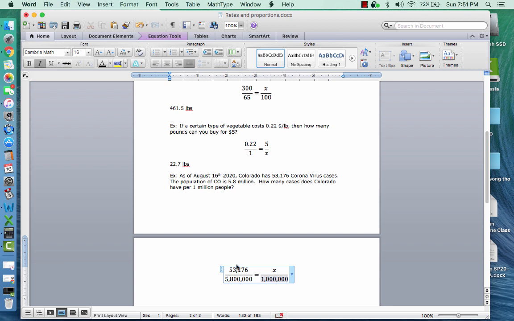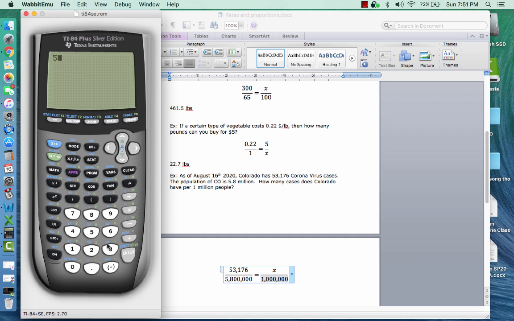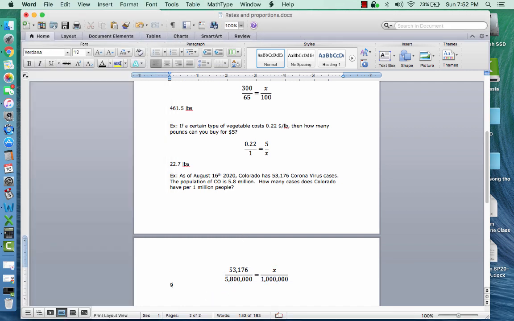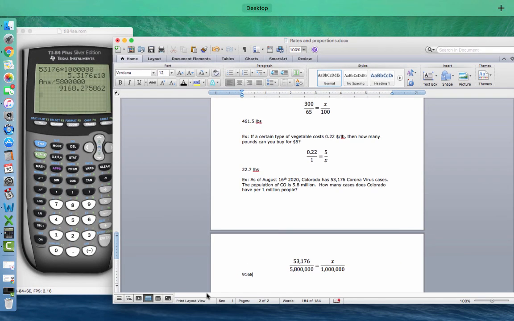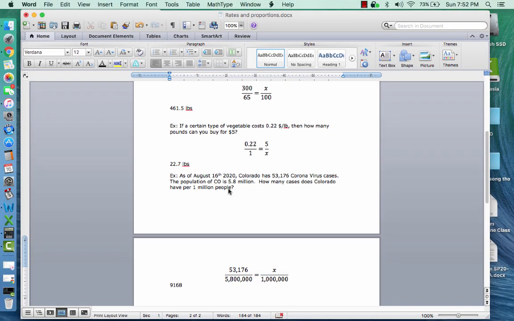So I'm going to do the corners not involving x, multiply those two numbers, and then divide by the third number. So I'm going to do 53,176 times 1 million. That's scientific notation that you see in there. And then I'm going to divide by 5.8 million. And it says that Colorado has 9,168, well, I'm going to call this cases, so I'm going to round to the nearest whole number. So 9,168 cases per 1 million people.